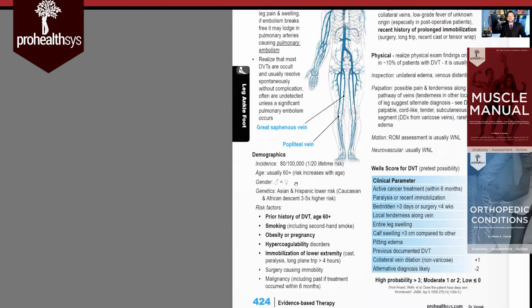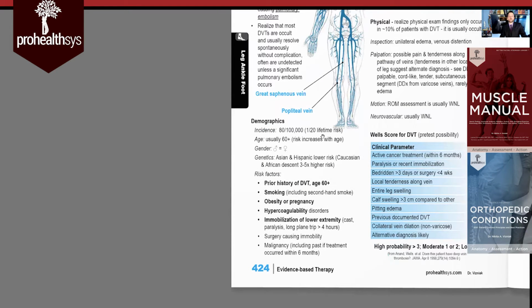So demographics: 80 per 100,000. You have a 1 in 20 lifetime risk, so roughly a 5% lifetime risk, so not exactly uncommon. Usually 60 plus, the risk increases with age, of course, male equal to female. There seem to be some differences where if you are Asian or Hispanic, you might have a lower risk, and Caucasian and African descent maybe 3 to 5 times higher in risk.